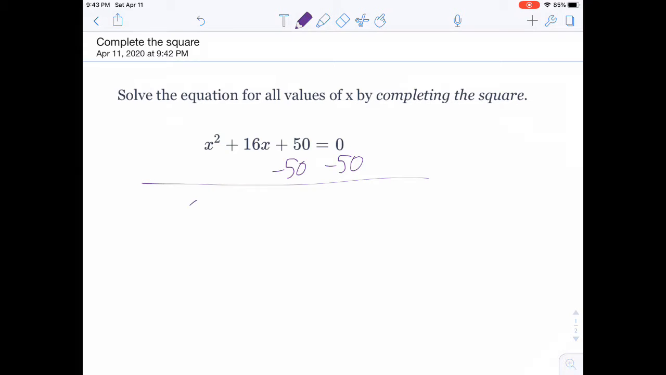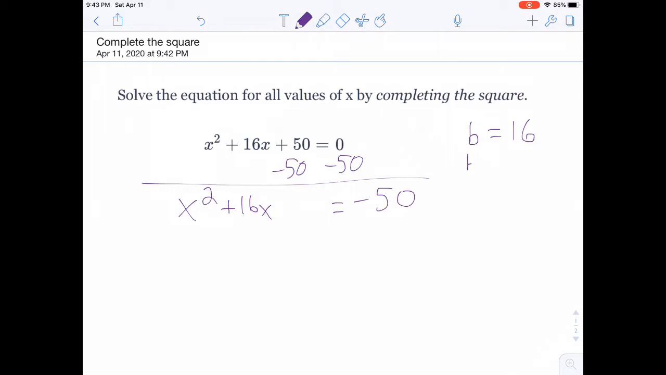Okay. I'm going to rewrite x squared plus 16x. I told you guys in the other video I'm going to leave a little bit of a blank here, equals negative 50. There were two methods that I talked about. You can do whichever one you choose. I'm going to use the one where I locate what my b term is. So my b term here is 16.